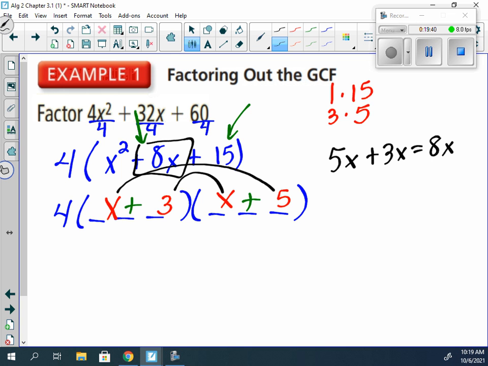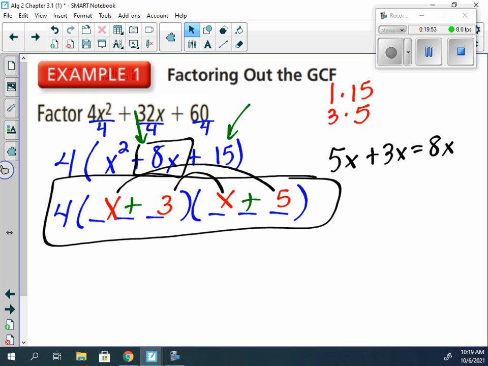Because we got positive 8x as the middle term, and our middle term that we started with is positive 8x, well, after we factored out the 4. So this here is the correct factorization. And that's it. Questions on these here? And again, we could have multiplied all the way up, but we do know x times x would give us x squared, and 3 times 5 is still 15. Any questions on any of this here?